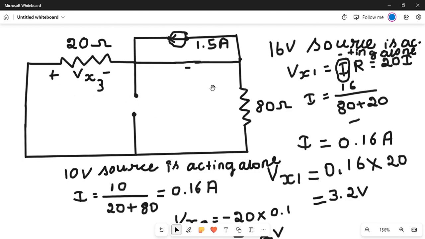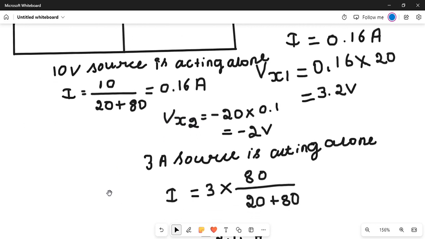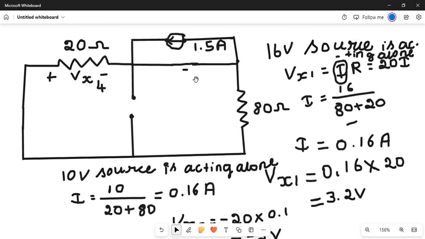Now for this diagram, as you can see, my I is equal to 0. Why is my I equal to 0? Because there is a short circuit across the 1.5 ampere source, so my I becomes equal to 0, and so my Vx4 becomes equal to 0. Students, here there is a short circuit across the 1.5 ampere source, so I is equal to 0 and Vx4 is also equal to 0.